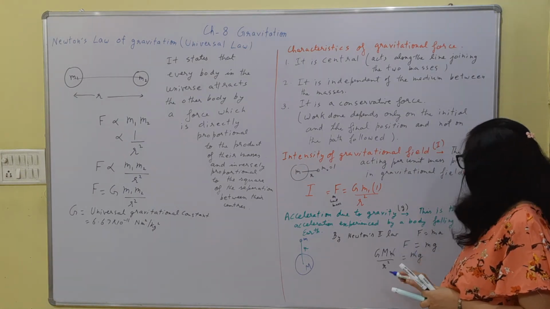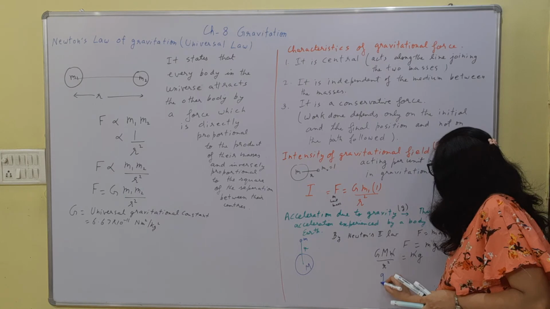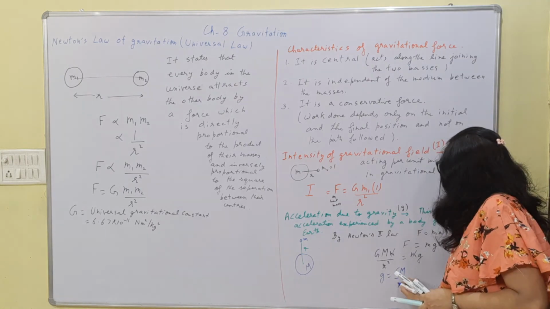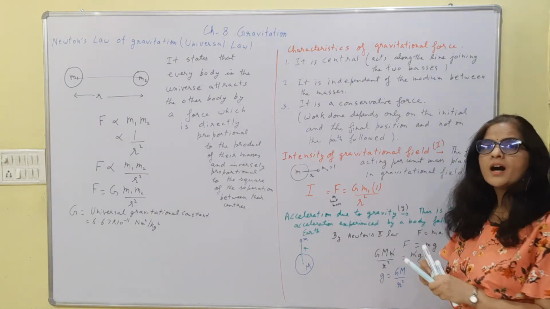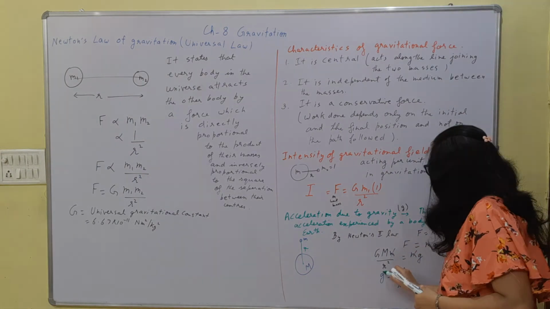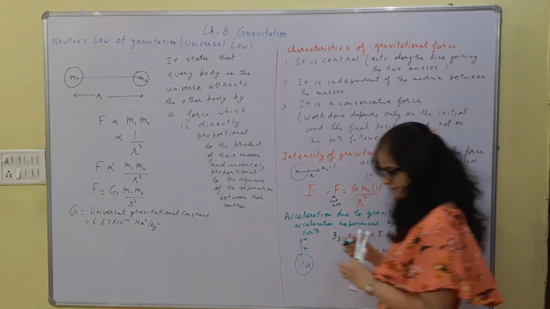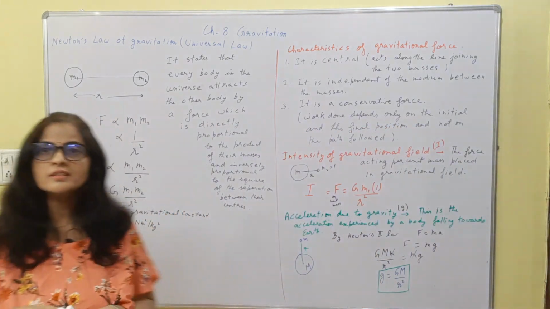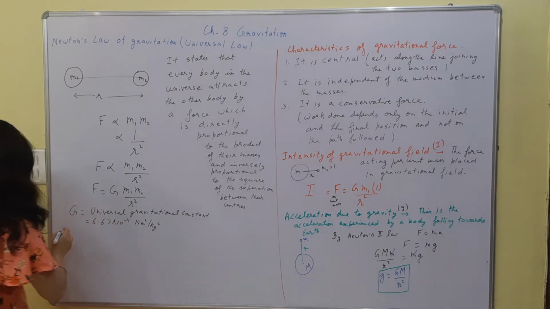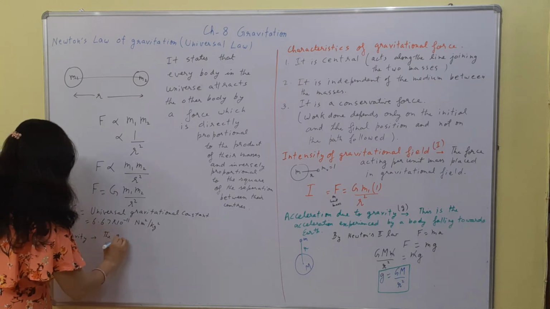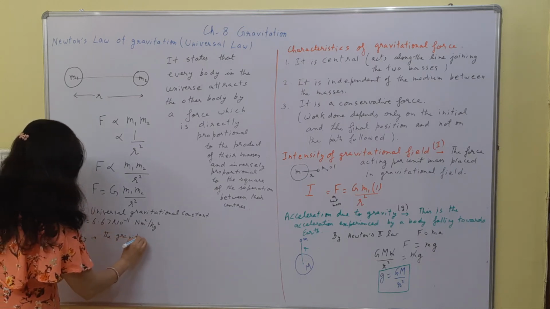So m will be cancelled, and the gravitational acceleration formula comes out to be G capital M upon r square, where r is the separation between the center of the body and the earth, right? So here, since we have used the term gravity, I'll write down what is gravity. The gravitational force of earth.